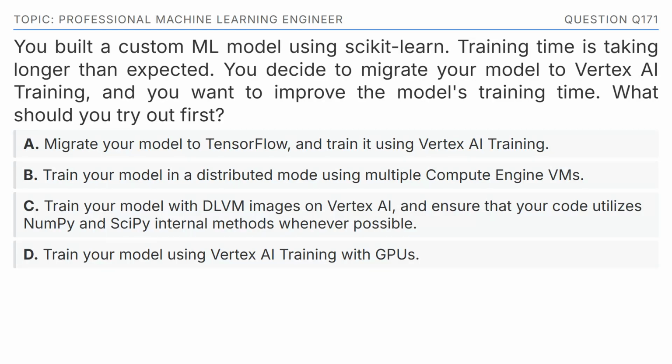You built a custom ML model using scikit-learn. Training time is taking longer than expected. You decide to migrate your model to Vertex AI training, and you want to improve the model's training time. What should you try out first?